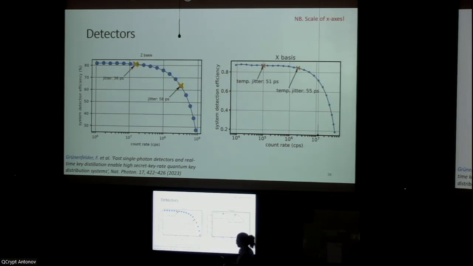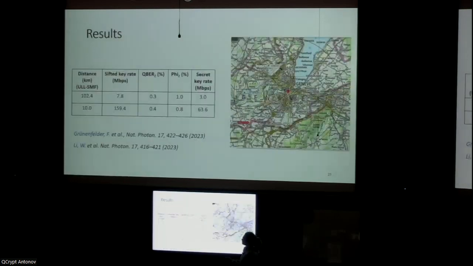Right. So going here to the results. As I said, we place ourselves in two configurations. For the 10 kilometers of fiber between Alice and Bob, we achieved a QBER in Z of around 0.4%, a phase error rate of 0.8%, and a secret key rate of around 3.6 megabits per second. This was work that was published in Nature Photonics back to back with this work here of Lee, which will be presented this afternoon.